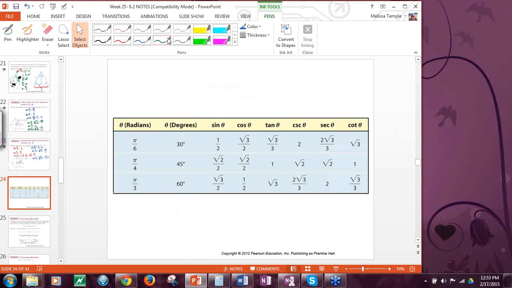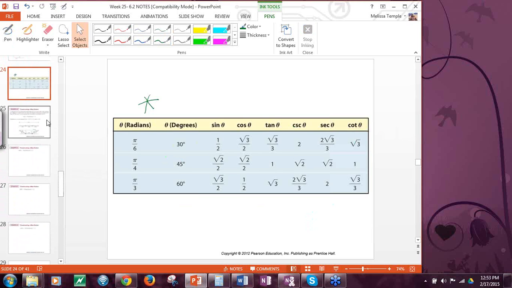Here's our summarizing slide that I said we'd have. All of that work we just did can be summarized right here. We found pi over 4 was when we had the 45-degree angle, pi over 6, and pi over 3, and they're all listed here. So just a reference for you, although honestly I think you'll probably just use the unit circle the most.